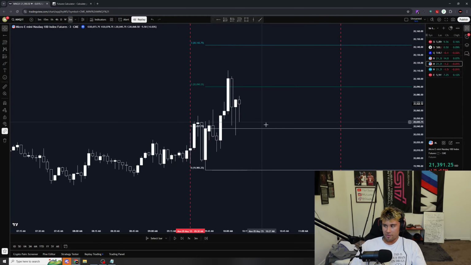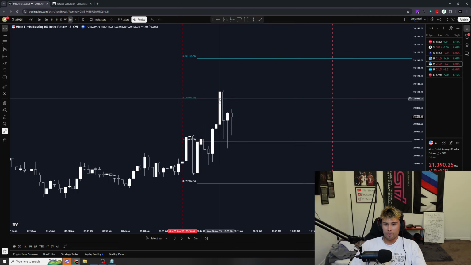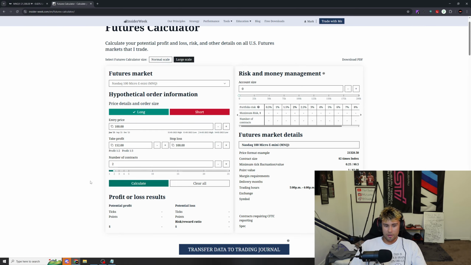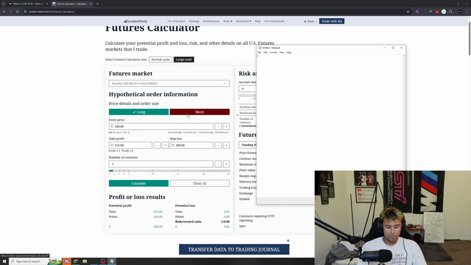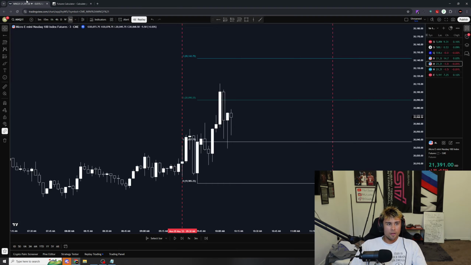So I actually would have been in this trade with 3 contracts, but I would have only sold 2 here and then stopped that last one out at break even. So I'm actually only going to put 2 here, not 3. Click calculate. That means I would have made $208 on that trade. So what I'm going to do is just go on my notepad. You can even write the day. What I usually do is I write week of May 5th. And then I just go like this, plus 208.